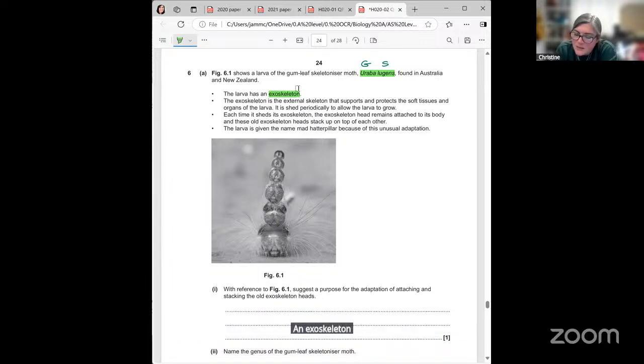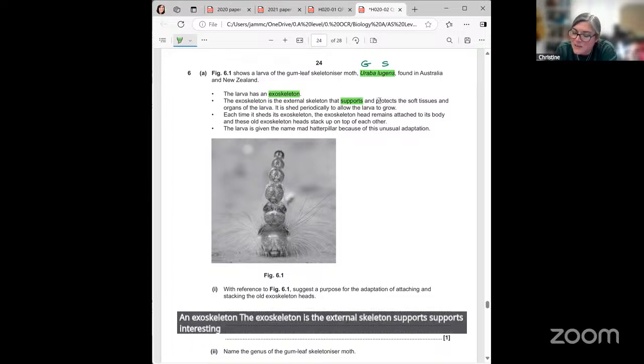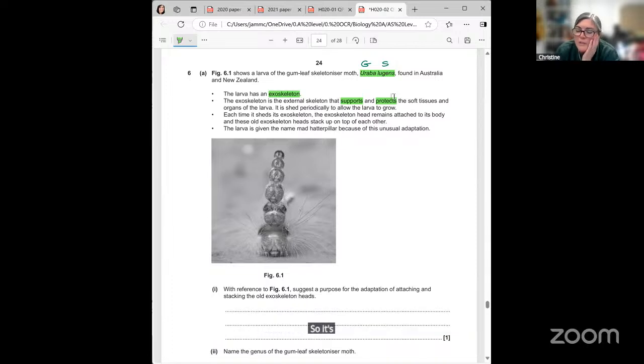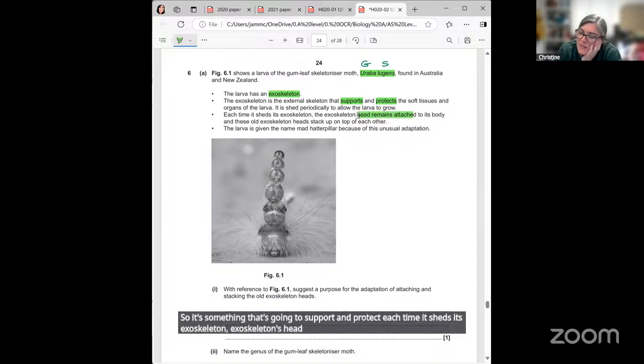The exoskeleton is the external skeleton that supports and protects the soft tissue and organs of the larva. It is shed periodically to allow the larva to grow. So it's something that's going to support and protect. Each time it sheds its exoskeleton, the exoskeleton's head remains attached to its body, and these old exoskeleton heads stack up on top of each other.